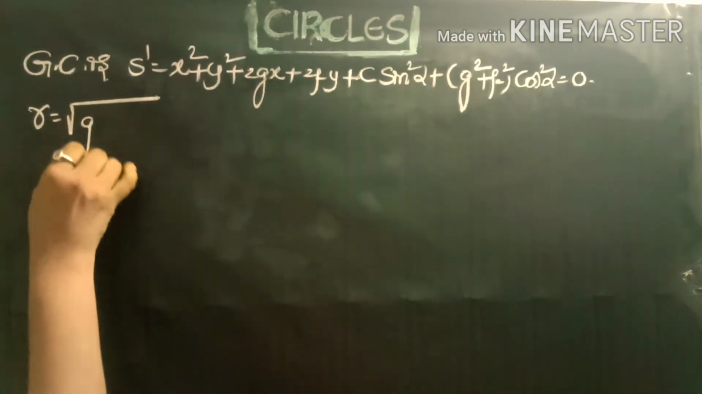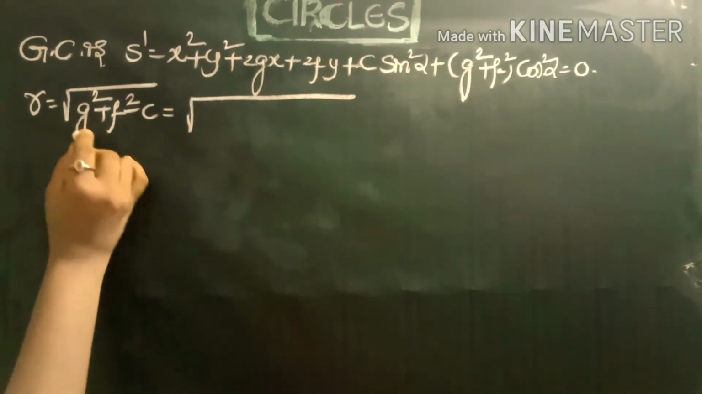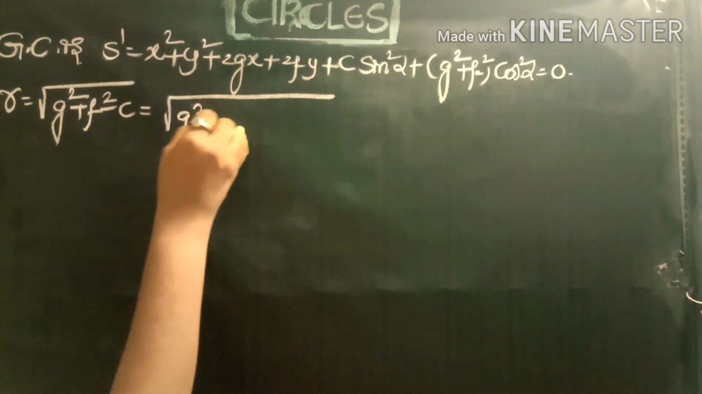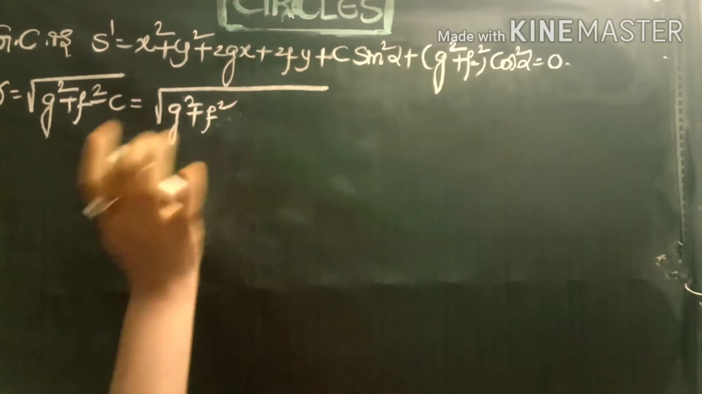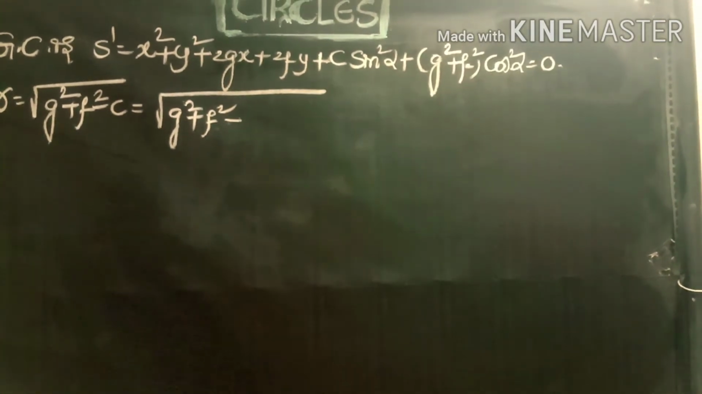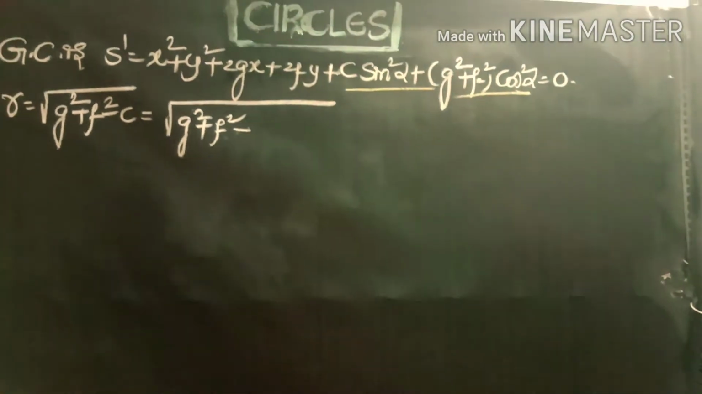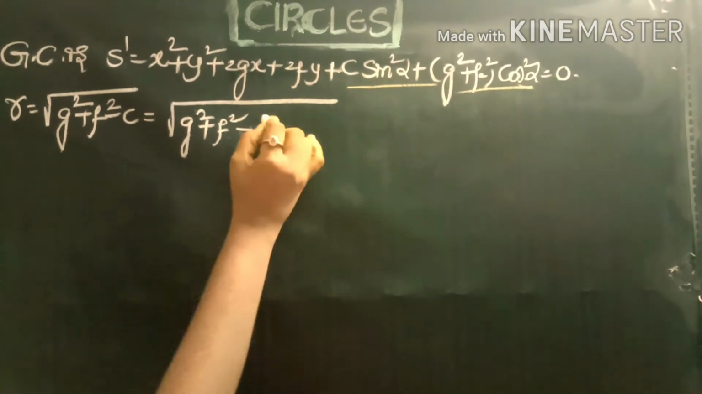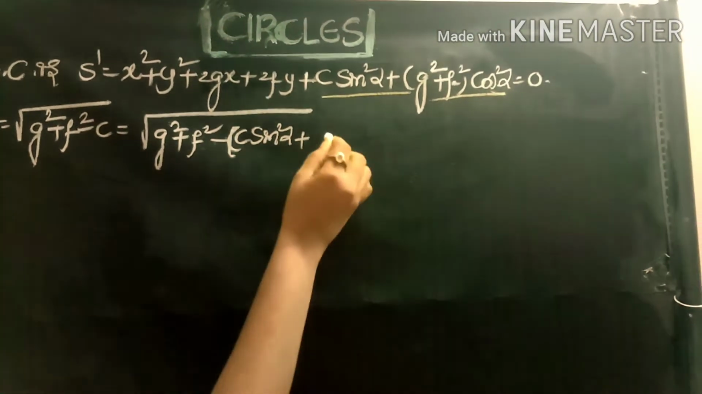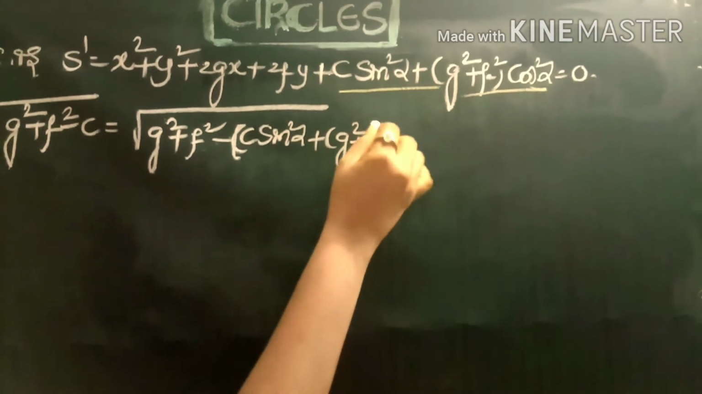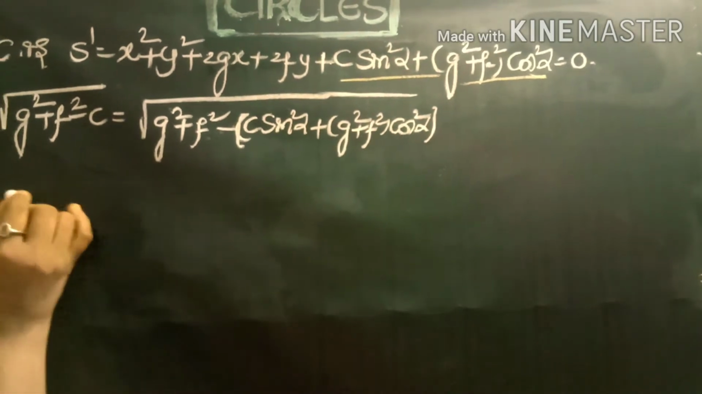r = √(g² + f² − c'). In place of g we have g only, so g² is g², and in place of f we have f only, so f² is f². Now what is the constant value? Here the constant is c sin²α + (g² + f²) cos²α. This total value is the constant c'.